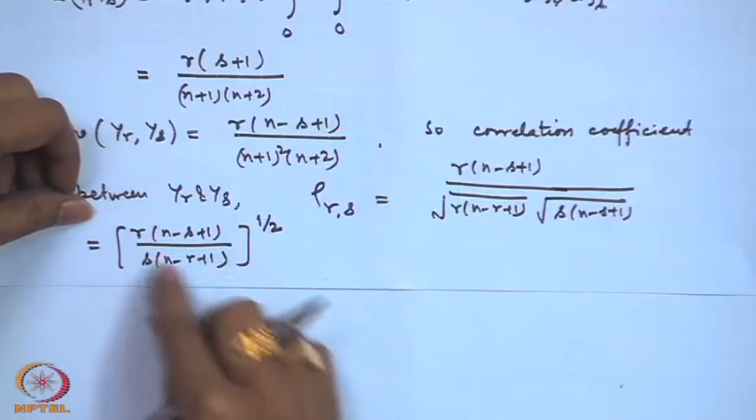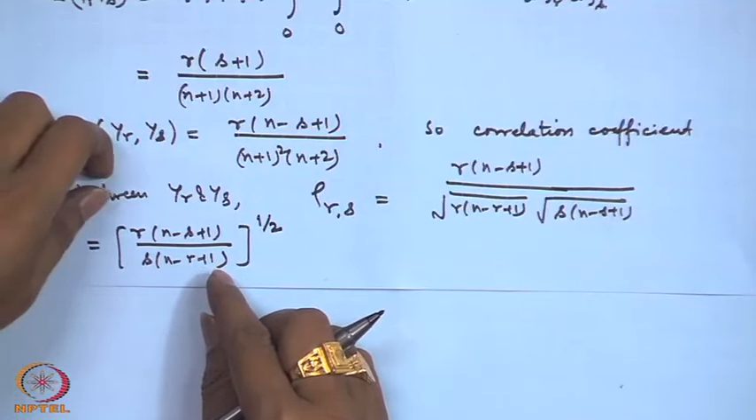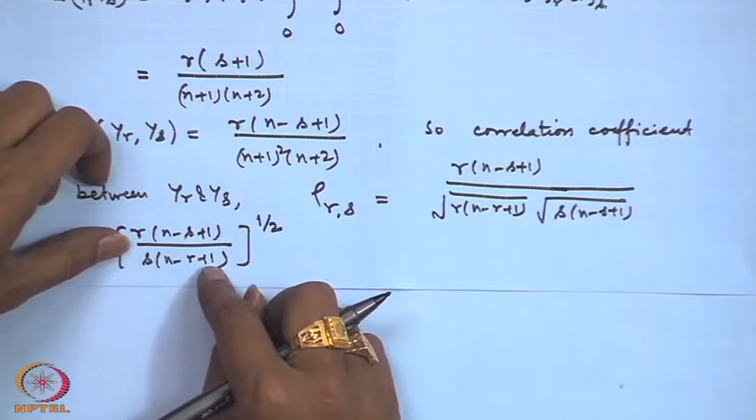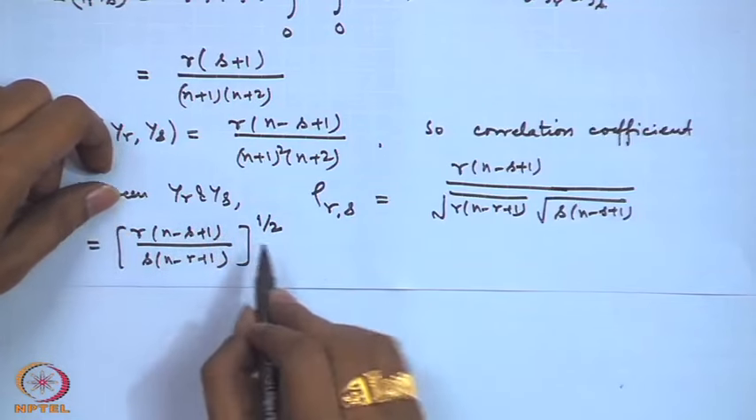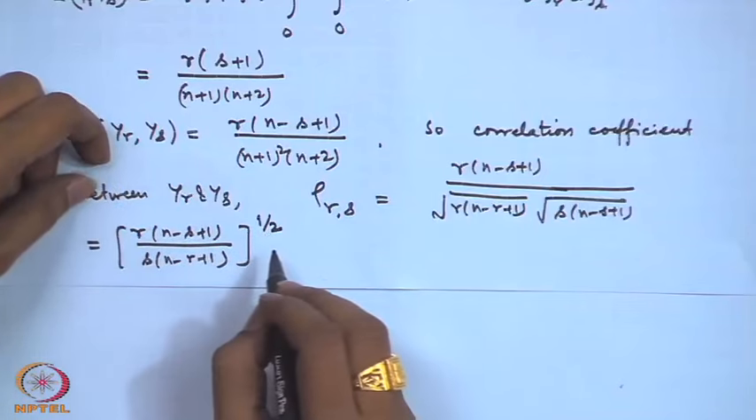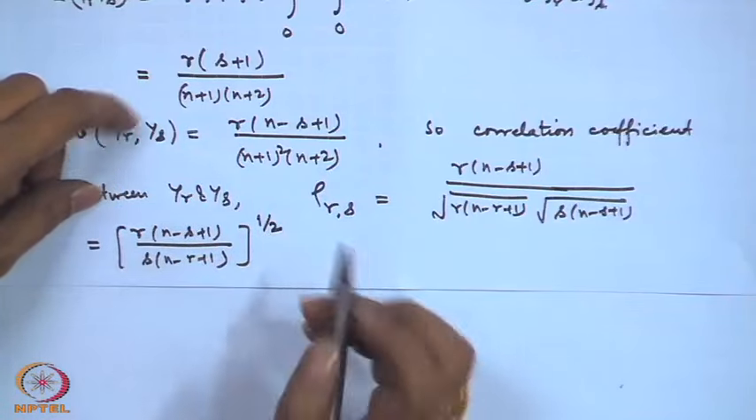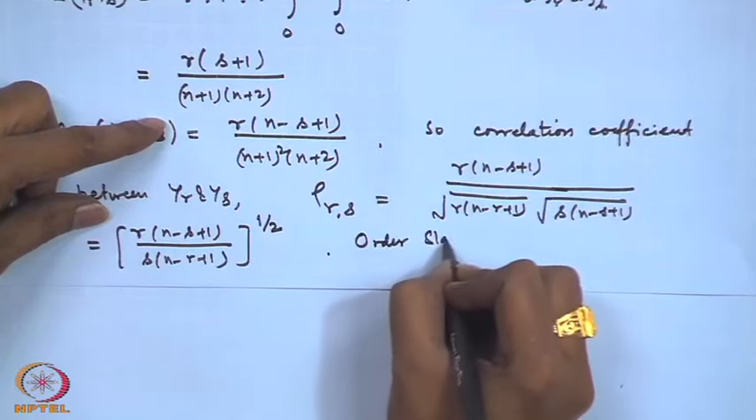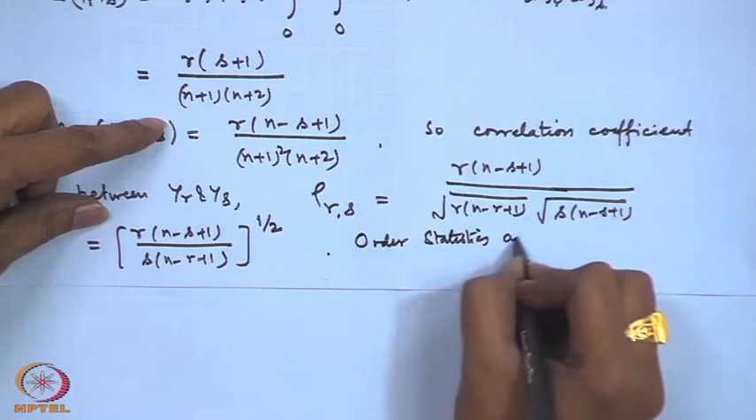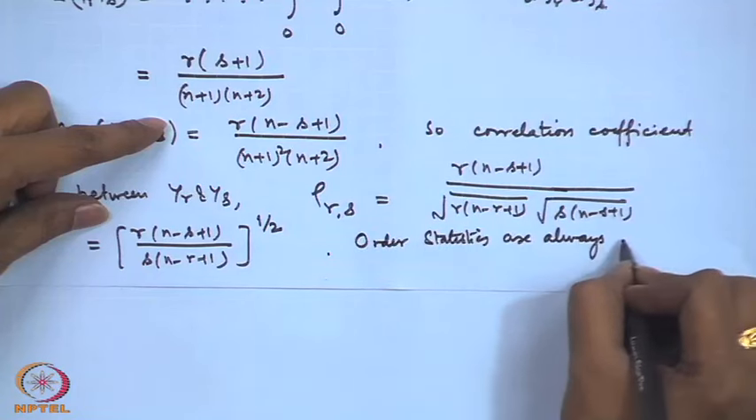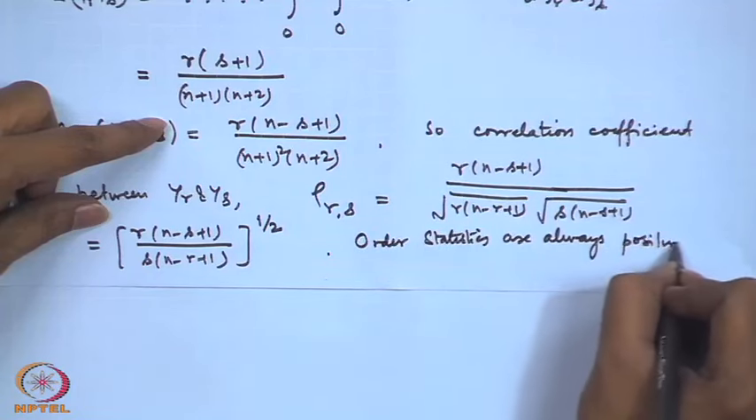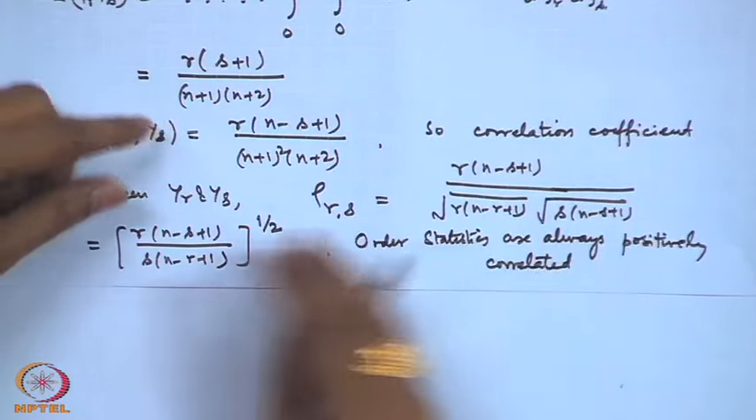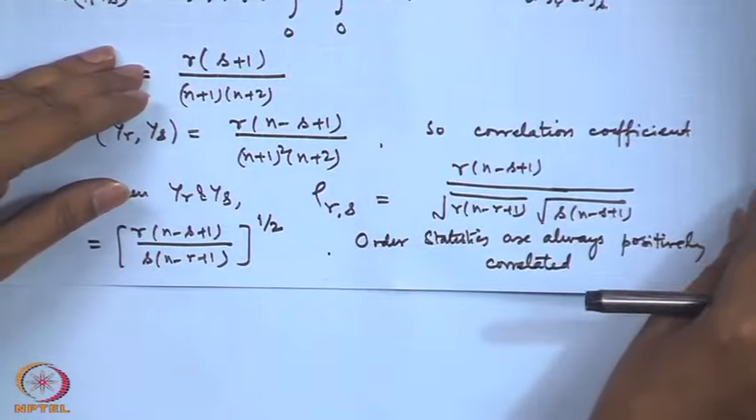So, if r is less than s, then this is the form that you are getting. R is less than s, so this is less than 1, and n minus s plus 1 will be less than n minus r plus 1. Another point which you may note down is that this term will be positive. So, order statistics are always positively correlated, which is understandable because they are in the same direction here.